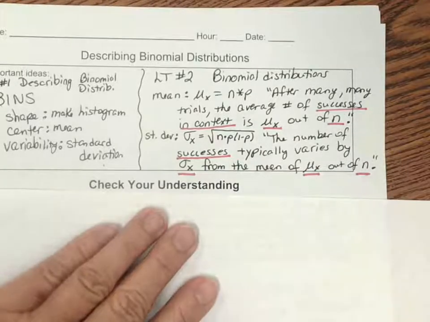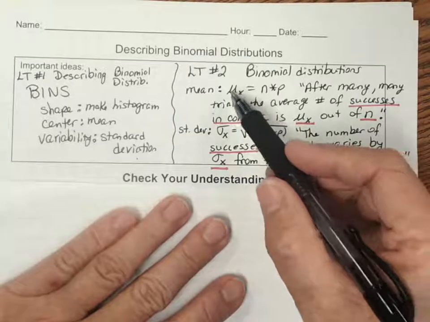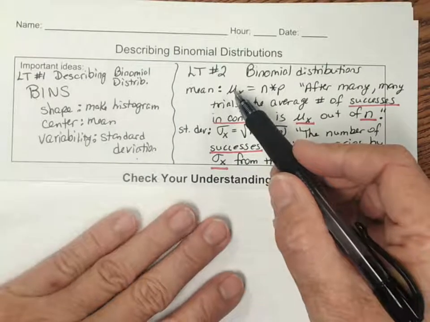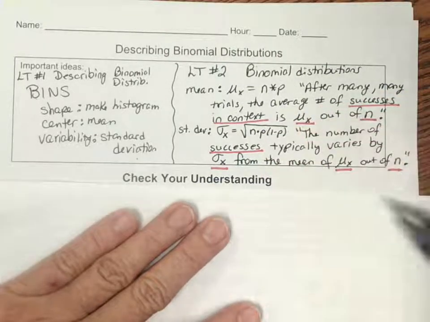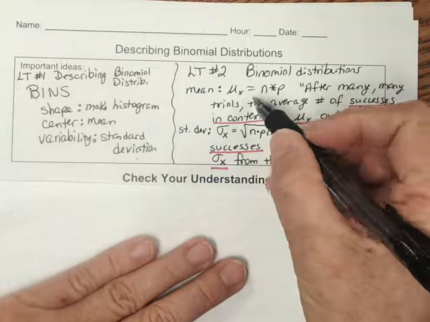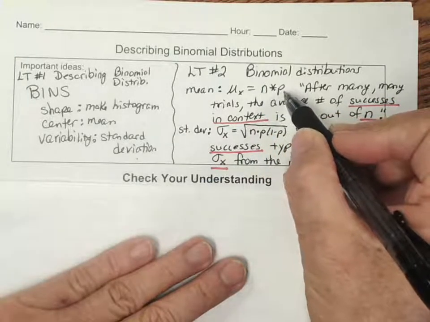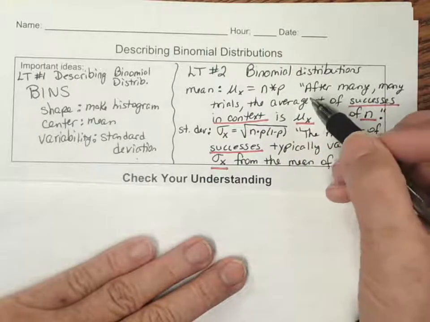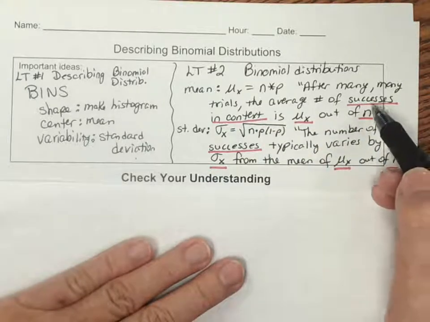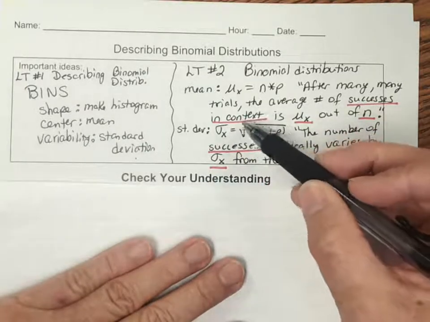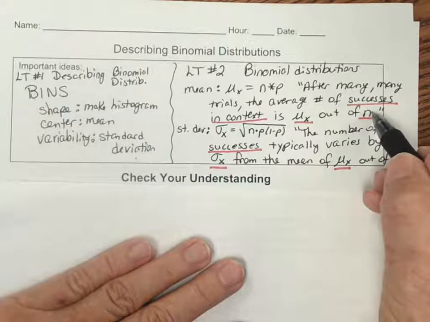So with our binomial distribution, to find the mean, we could do the sum of all the x sub i's times p sub i's, but if it's binomial, there's a much shorter way. To find the mean of a binomial distribution, we take n, the number of trials, times p, the probability of success. The way we interpret that is, after many, many trials, the average number of successes, and you'd put that in context, whatever success is in the problem, is blank, mu sub x, out of the number of trials.